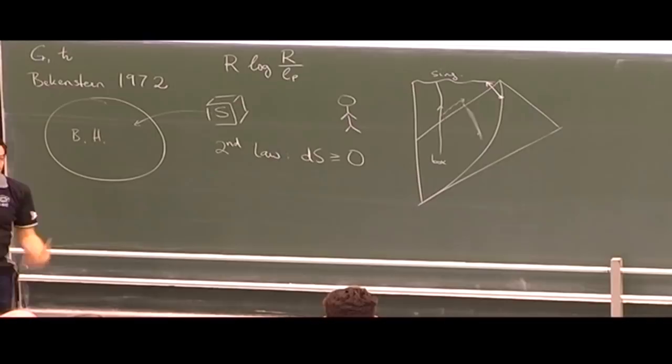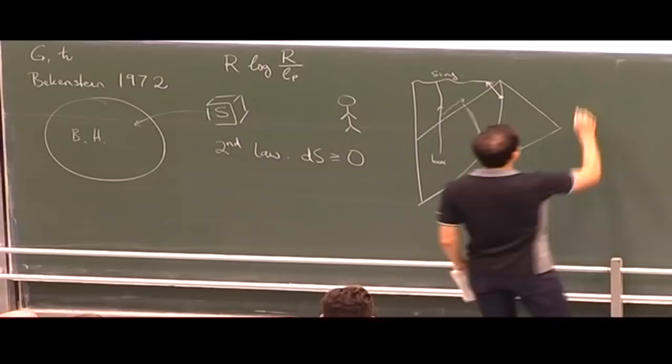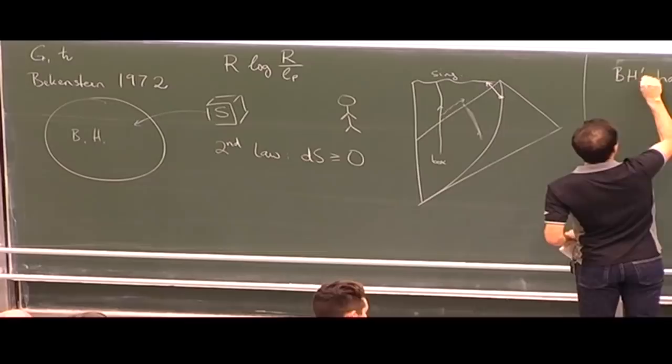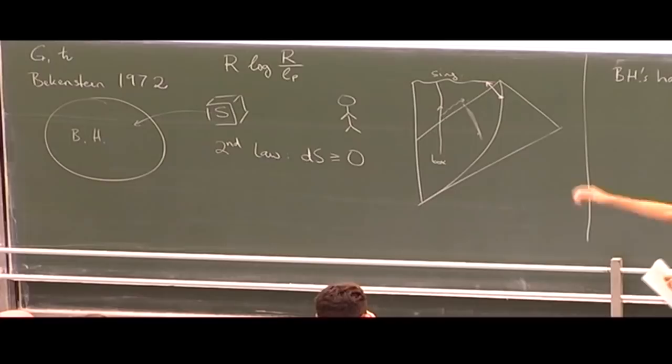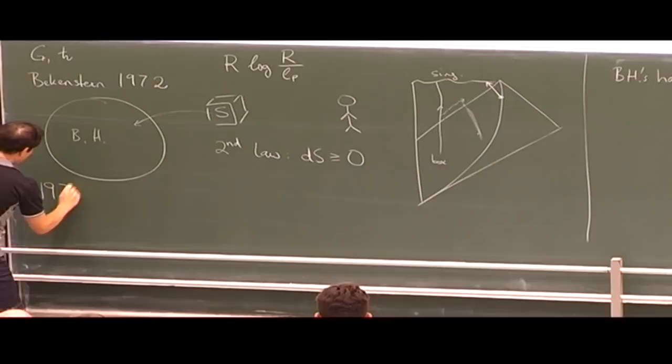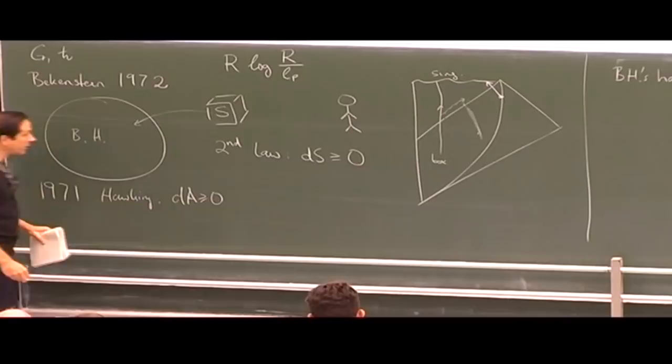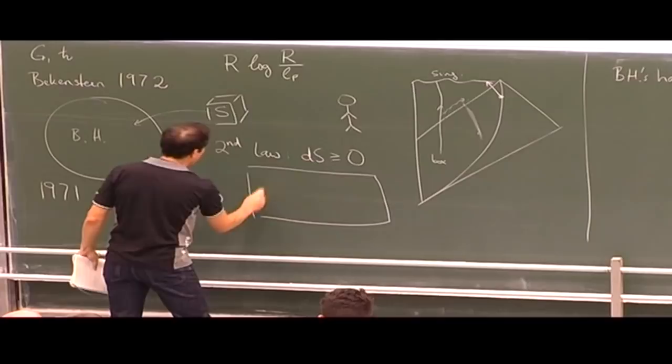And so here, what Bekenstein proposed is that black holes have entropy. Now, what's the amount of entropy? Well, the sensible thing to guess was the area, because in 1971, Hawking had just proven that the area of event horizons cannot decrease in general relativity if you assume, roughly speaking, that matter has positive energy. For something like a Schwarzschild black hole, that's kind of obvious.